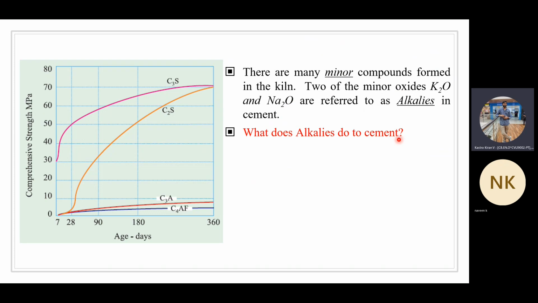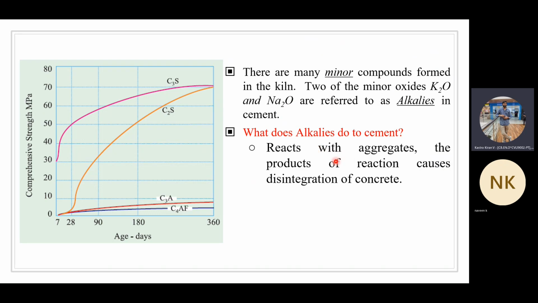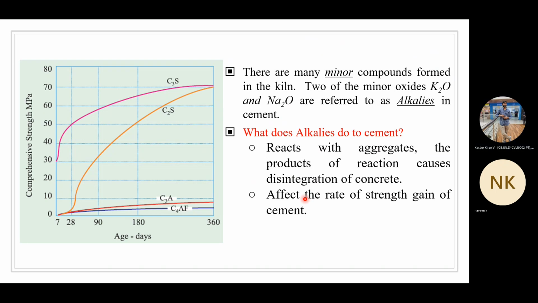So when you have alkalis in the cement, what do they do? They react with the aggregates, and the products of the reaction cause disintegration of concrete. That means concrete will lose strength or patches will form on the surface. That is called disintegration. So if you are seeing patches or surface cracks, one reason could be that the alkali content is high in such cements. That's what the alkalis will do in the cement. It also affects the strength gain of the cement.